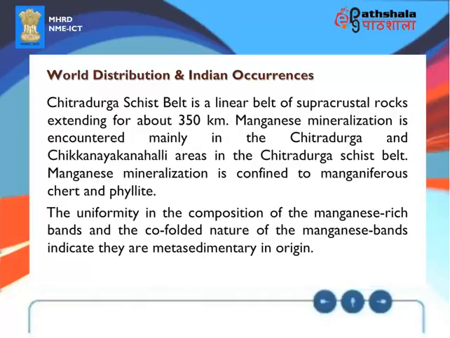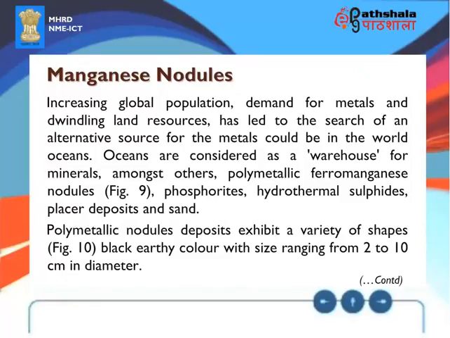The Chitradurga schist belt is a linear belt of supracrustal rocks extending for about 350 kilometers. Manganese mineralization is encountered mainly in the Chitradurga and Chikkayanayakkanahalli areas in the Chitradurga schist belt. Manganese mineralization is confined to manganiferous chert and phyllite. The uniformity in the composition of the manganese-rich bands and the co-folded nature of the manganese bands indicate they are metasedimentary in origin.